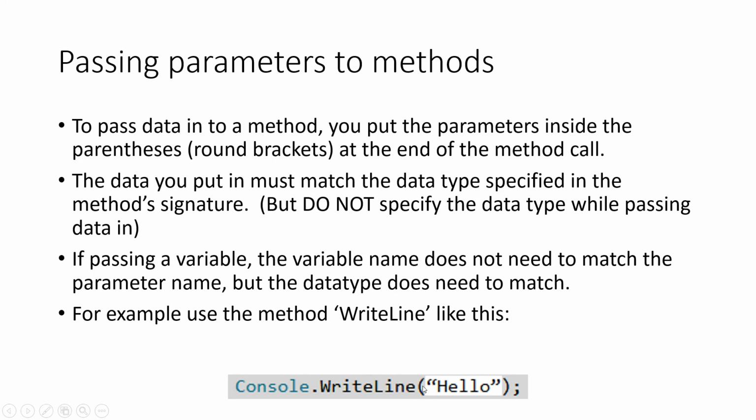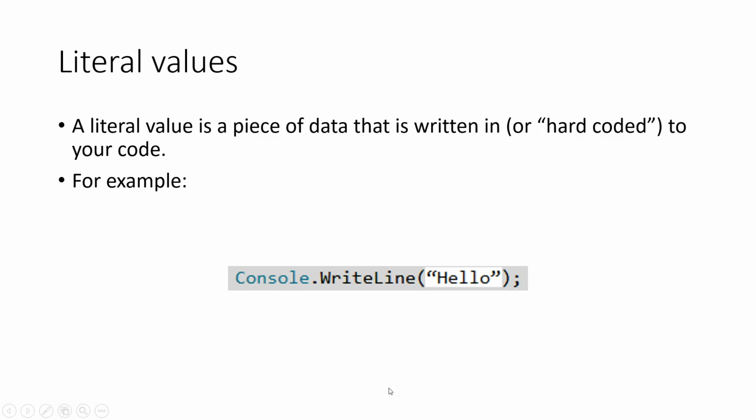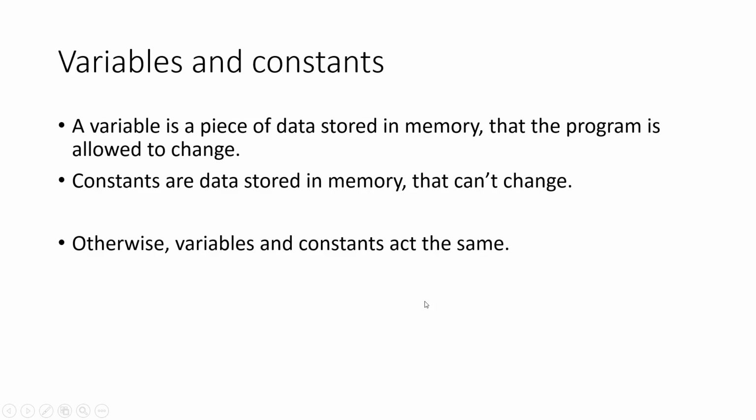When you want to pass a parameter in, it goes inside the brackets. This is an example of passing a literal string value into the writeLine method. And you'll notice you don't actually use the word string here. You never put in the word string, int, bool, whatever. You don't put data types in because the method already knows what data type it's expecting. Literal values are hard-coded in, like this.